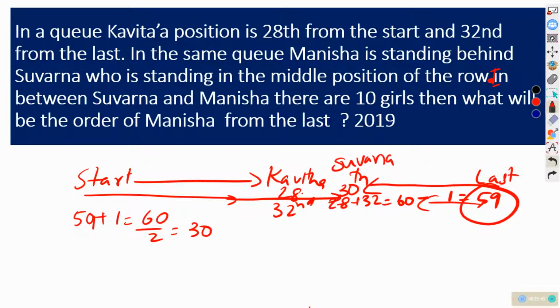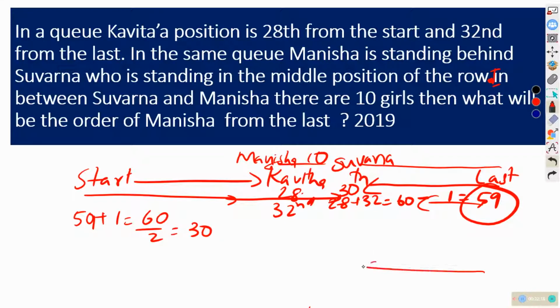Suvarna is at the 30th position. And Manisha is standing behind Suvarna. Between Manisha and Suvarna, there are 10 girls. You can count 10. Between Suvarna and Manisha means without including Suvarna and Manisha. What will be the place of Manisha from the last? From here, you have to count the position of Manisha.